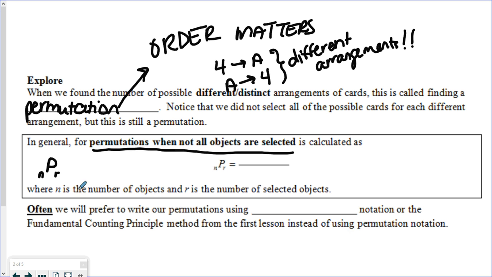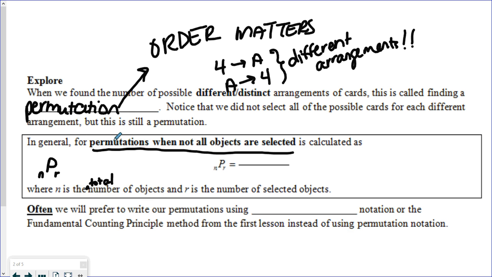So n is the total number of objects, and r is the number of selected objects, or how many we are arranging. You're never going to have your r number be greater than n. So we can't say there's 6 cards and ask how can you arrange 8 of them at a time? Well, you can't because you only have 6. So your n number is always going to be greater than your r number. And again, this P indicates we're talking about a permutation where order matters.